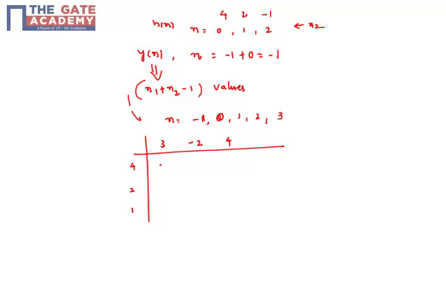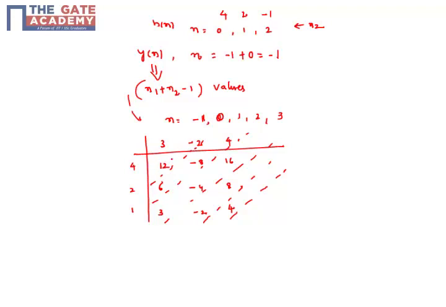So here the value is 3 4s are 12. 3 2s are 6. This is 3. This is minus 8. This is minus 4. This is minus 2. And this is 16. And this is 8. And 4 ones are 4. Right? So here the 5 values are 1, 2, 3, 4, 5. Okay. So the first value is at n equal to minus 1.